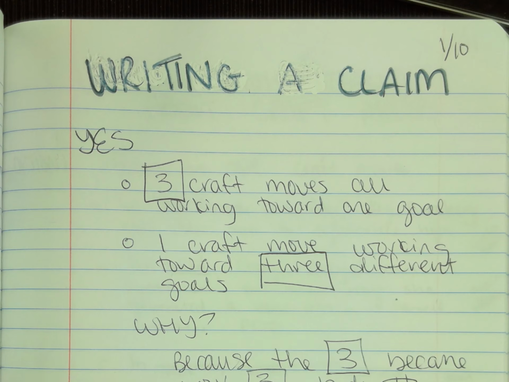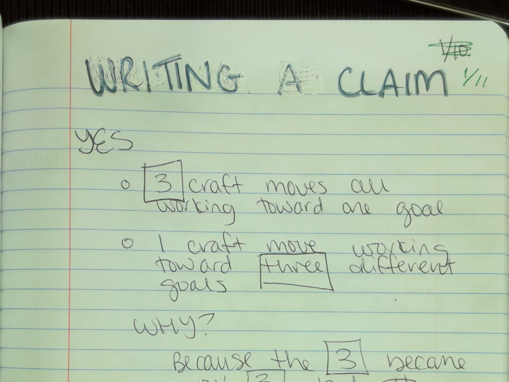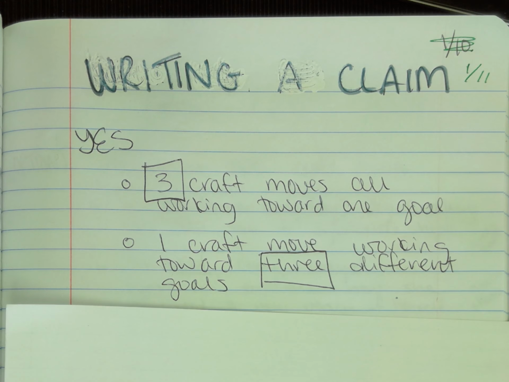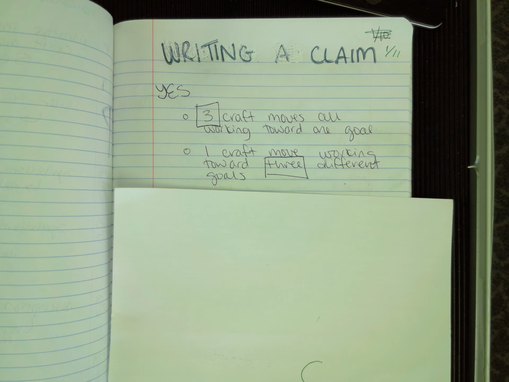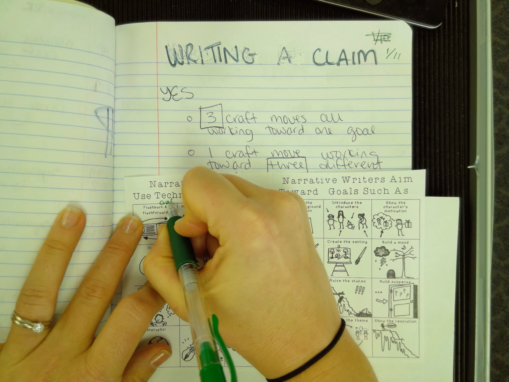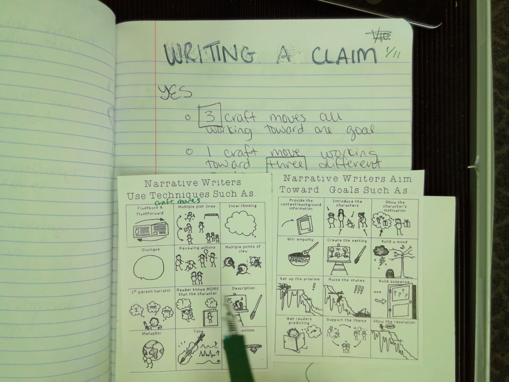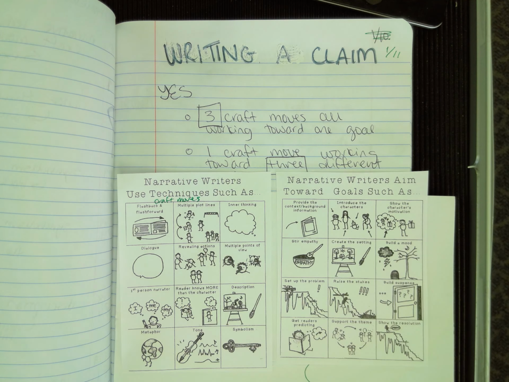If I were you, I would turn to the next page and write these notes down. A little bit more from January 11th. Writing a claim. So, these are the things that you can choose to do when you are writing a claim. You could choose 3 craft moves. You could pick 3 of these craft moves and show how they work toward one goal.